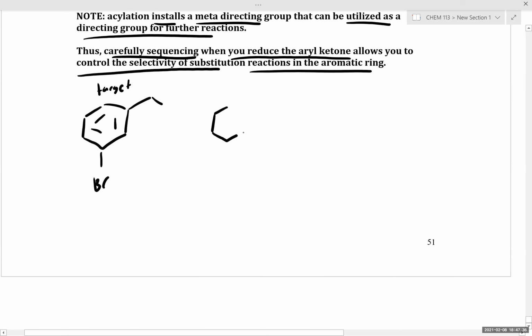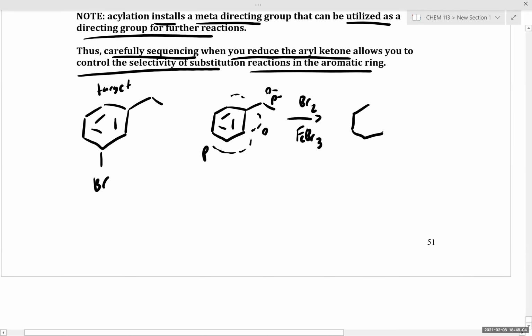But if you tried the traditional approach of starting from your alkyl benzene and subjecting it to bromination, you'd likely notice pretty quickly that the directing group effects don't direct to the right position, right? Where does this alkyl group direct? Ortho-para. Yep, it directs ortho-para. So you would get the undesired bromination product. This method is not workable to prepare this target substrate.